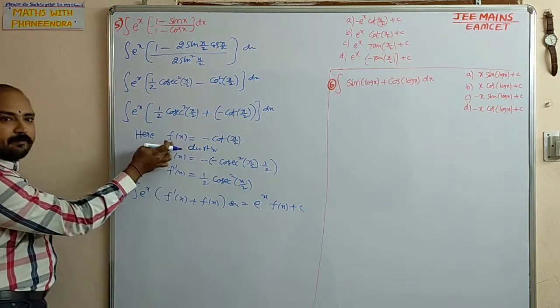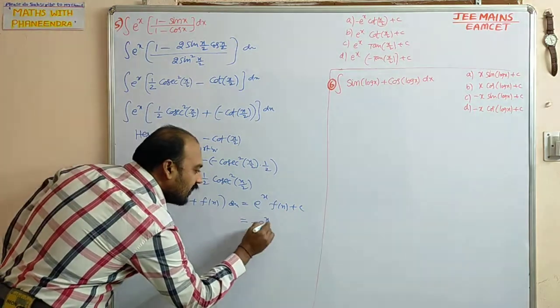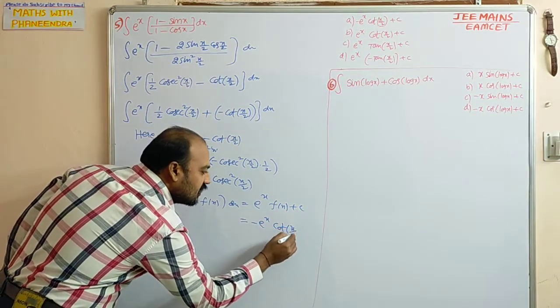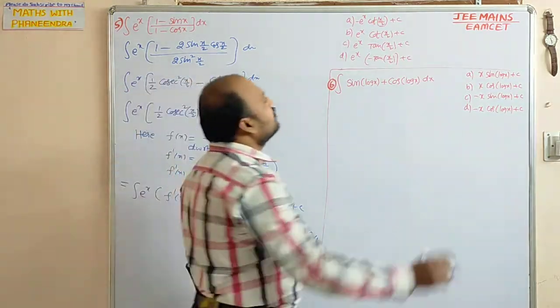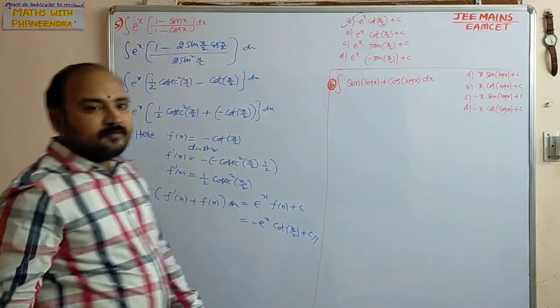What is f of x here? Minus cot x. So minus e power x into cot x by 2, which is the required answer. So minus e power x into cot x by 2, which is there in the first option.